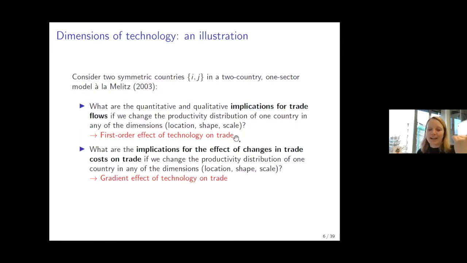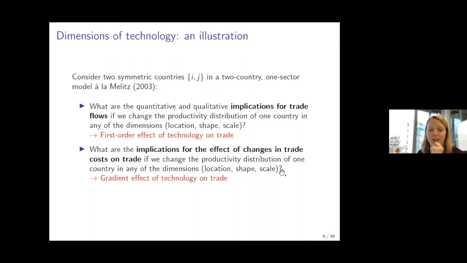One, going back to the Ricardian question: what is actually the first order effect of technology in trade? So how does technology impact to which country we export or from which country we import? How does it shape the pattern of trade flows that we observe in the world? That's what we call the first order effect of technology and trade. That basically asks, where is actually Ricardo in the Melitz model?